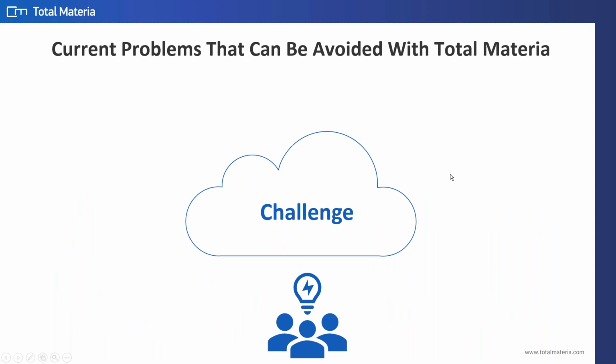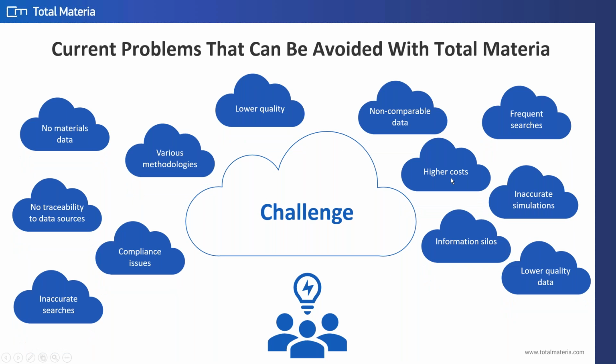So what are the current problems that can be avoided with Total Materia? Maybe just to give you an example, a lot of engineers out there are trying to find material information from Google. First of all, you have no idea where this information is coming from. There's no reference to that data. Is this the newest information out there? Is this information coming from reliable standards? Are those values that you're going to use correct? You have no idea. So this is a big problem.